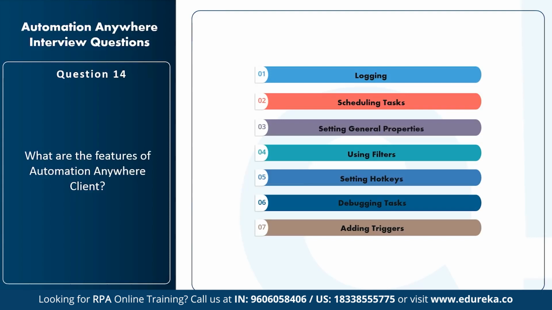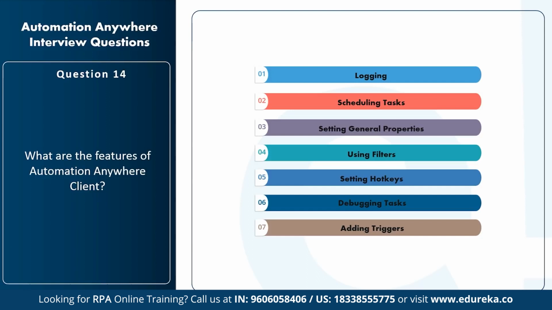Coming to scheduling tasks, Automation Anywhere provides a scheduler and a scheduler manager that you can use to run your tasks anytime and any way that you want. Coming to setting general properties, you can view and edit the task's general properties by using the General tab. Coming to the next feature, using filters, you can use the filters bar to manage the long tasks. Now coming to the next feature, setting hotkeys.